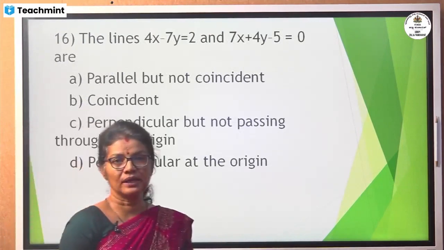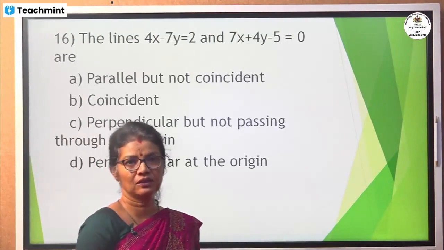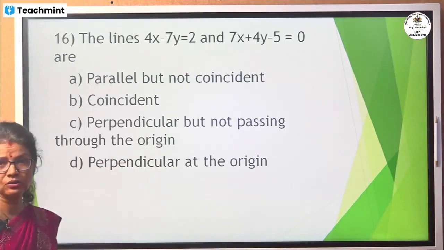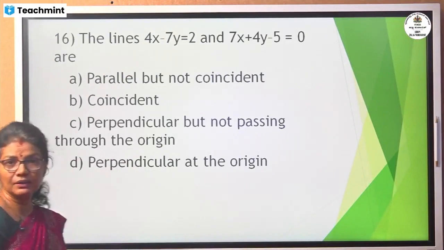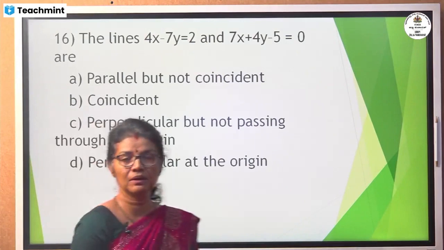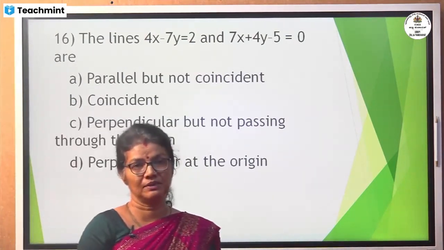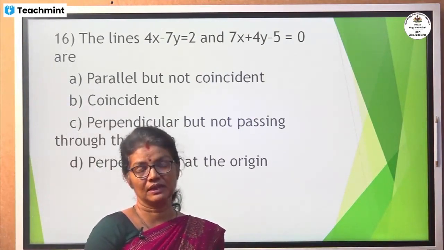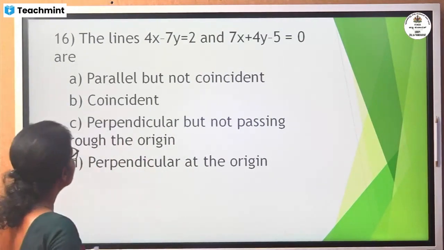The lines 4x minus 7y equal to 2 and 7x plus 4y minus 5 equal to 0 are, the conditions are given: parallel but not coincident, coincident, third one, perpendicular but not passing through the origin, perpendicular at the origin. Remember, when a line or any curve passes through the origin, its constant part will be 0. Constant part means x coefficient will be there, y coefficient will be there, but c won't be there. If you consider the general form of the straight line, okay?